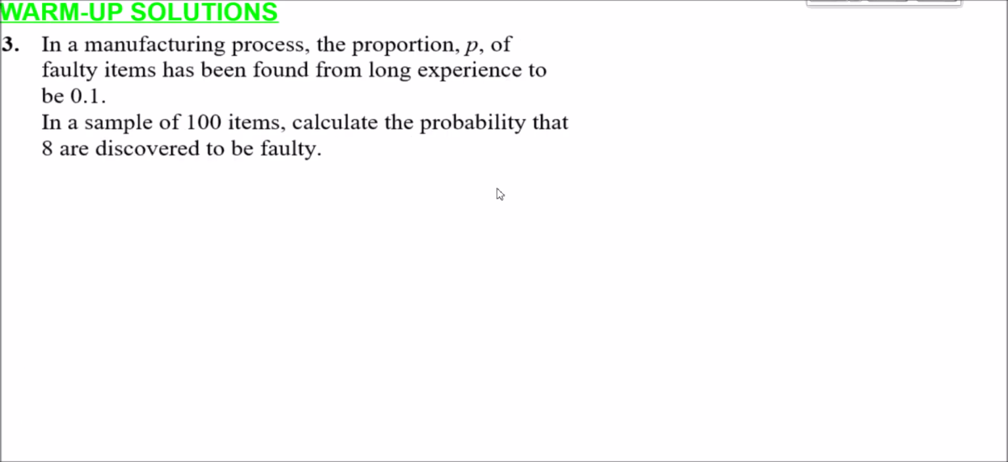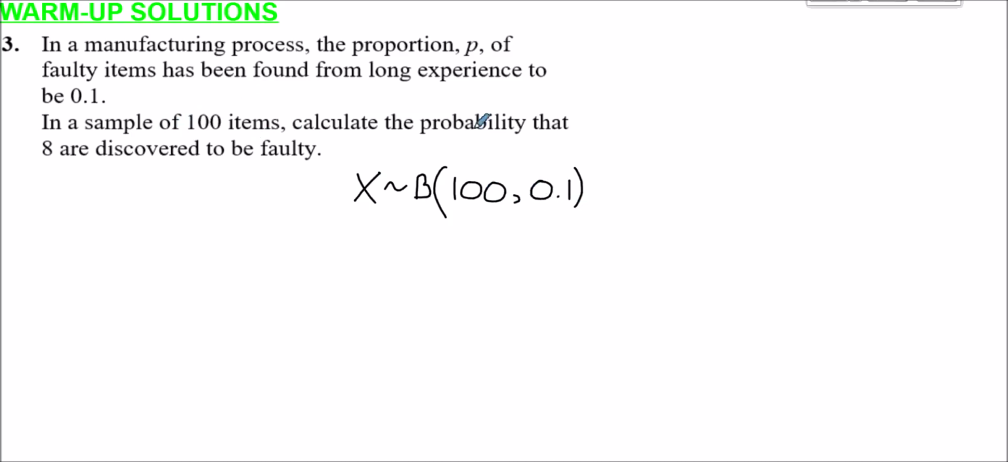Question 3. In a manufacturing process, the proportion P of faulty items has been found from long experience to be 0.1. In a sample of 100 items, calculate the probability that 8 are discovered to be faulty. Now you need to recall here, this is actually going to be a binomial distribution, because you can think of these items as being either faulty on one hand or not faulty on the other. And so if I call this distribution X, it will follow a binomial distribution with 100 trials. Each item can be considered a trial, and the probability of a fault being 0.1.